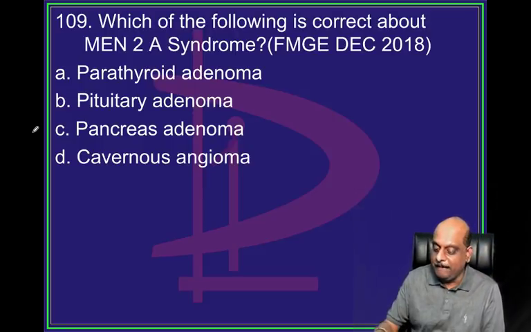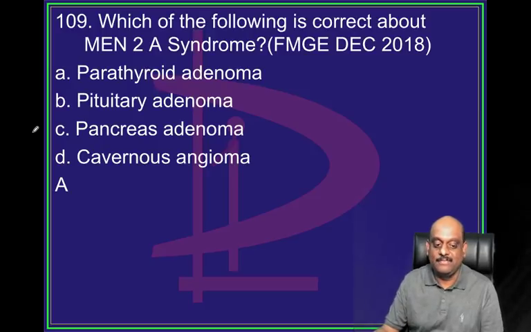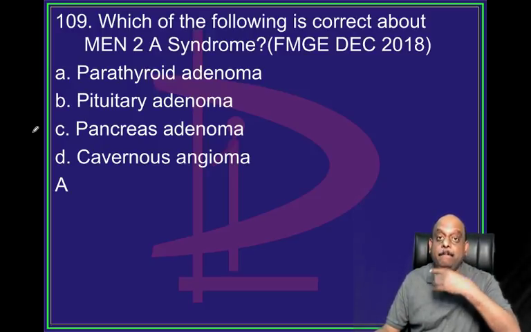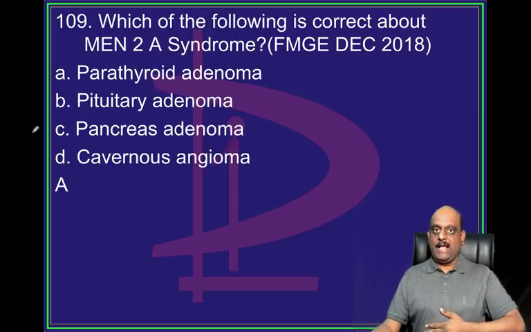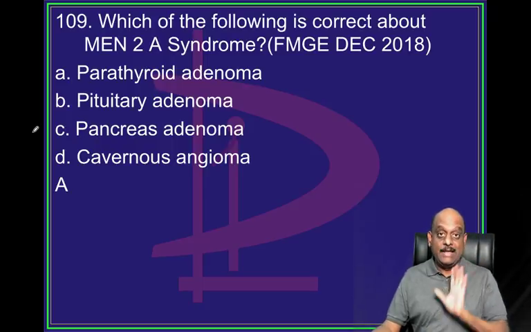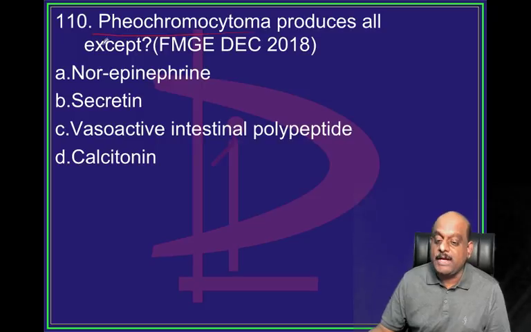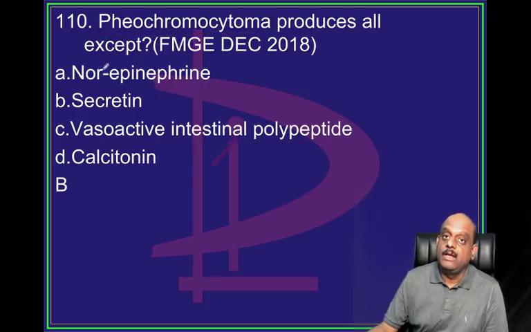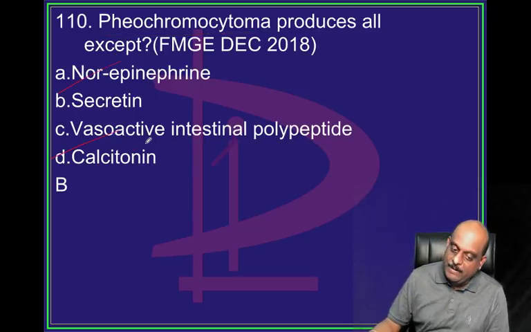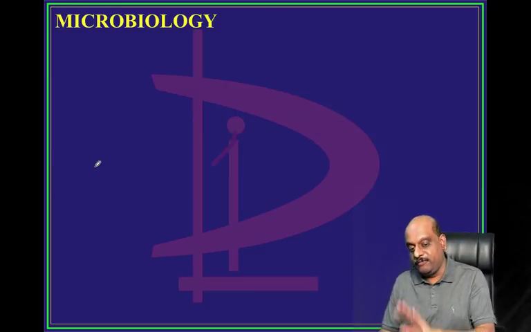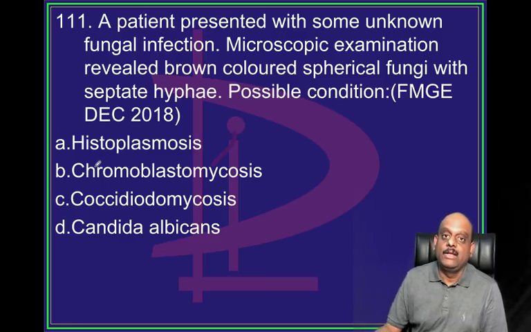Now, doctor, MEN2A syndrome. Parathyroid, pituitary, pancreas, gastrinoma, Zollinger-Ellison, all three centrally located structures. Pheochromocytoma, it produces norepinephrine, VIP, calcitonin, they're all produced in pheo, right?